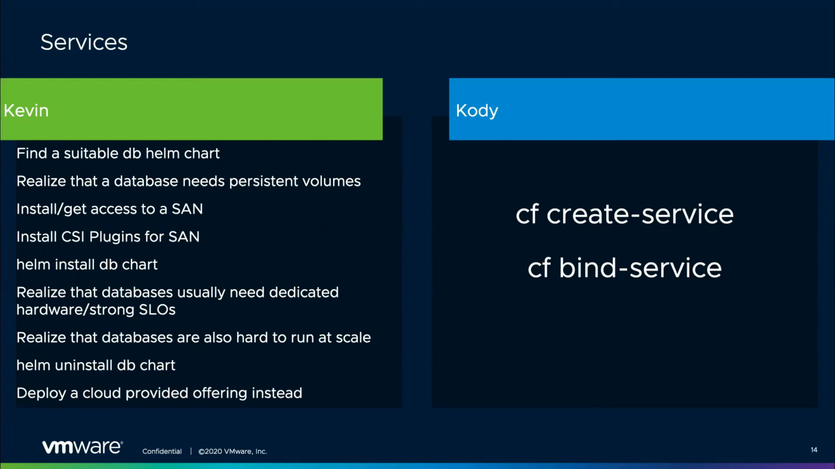But he's been thinking and he realizes that databases usually need dedicated hardware or strong SLOs at least. And he realizes that databases are basically hard to run at scale. So he Helm uninstalls the DB chart and he deploys a cloud provided offering instead.